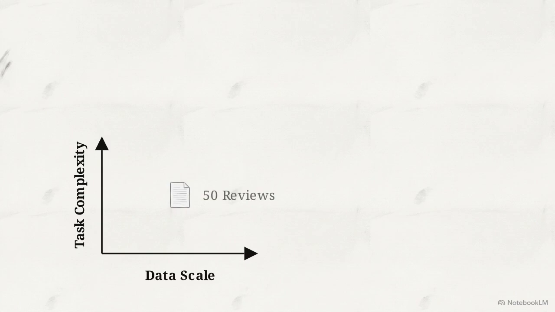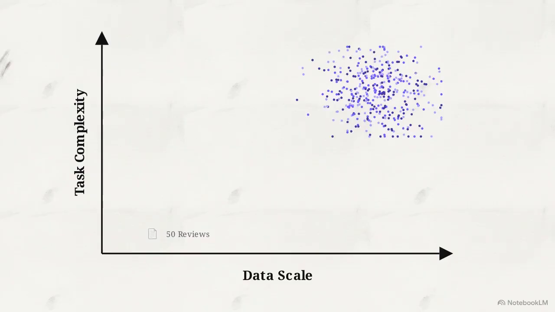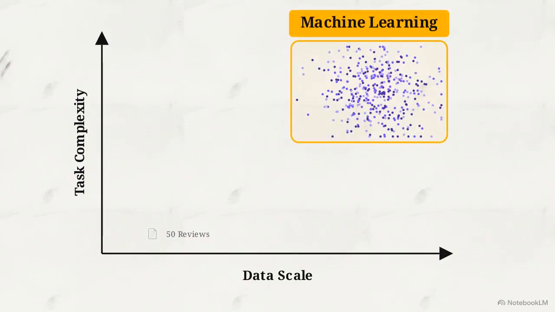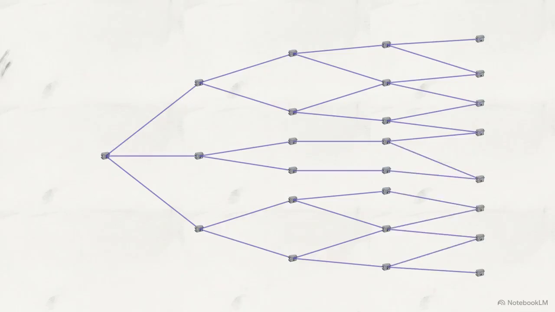This matrix shows exactly when to use a tool like this. If you have 50 reviews, you read them manually. But when dealing with massive data scale and high task complexity, you land in the upper right quadrant, machine learning. It is a highly specialized tool. You wouldn't use it to calculate a simple sales tax, but you require it when the logical rules are too intricate to write by hand.